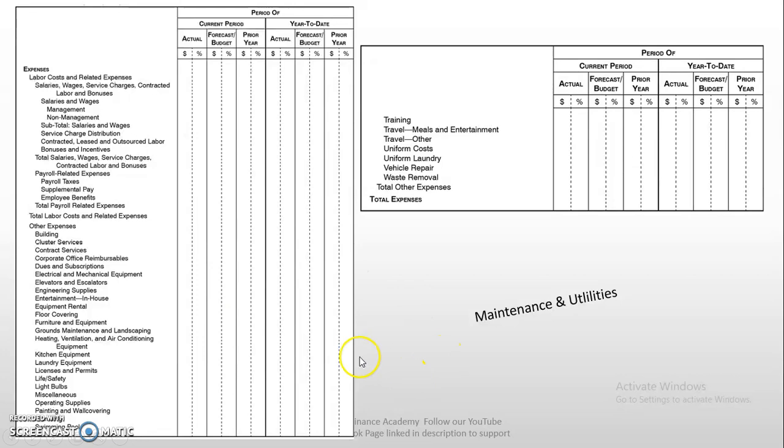Then you have maintenance and utilities, which is again how we are maintaining the expenses. Maintenance expenses are specifically divided by type of equipment, like electric equipment, elevators, engineering supplies, equipment rental, floor covering, furniture, kitchen, laundry, licenses, life safety equipment, lights and bulbs, painting and coloring, plumbing, swimming pool equipment. These are just to know and compare the actual results with the budget and last year, so that we can know in which line of account we are spending over.